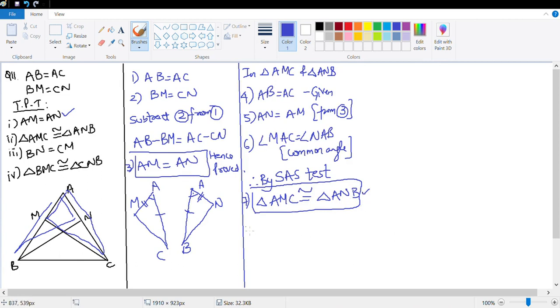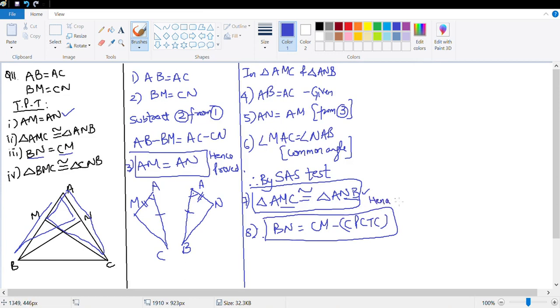Let's look at part 3. They want BN and CM equal. It is already in this triangle. Therefore, BN is equal to CM. This is my number 8. Why? The reason is CPCTC. That's my reason. This is the third part that they wanted me to prove. So this is also hence proved.